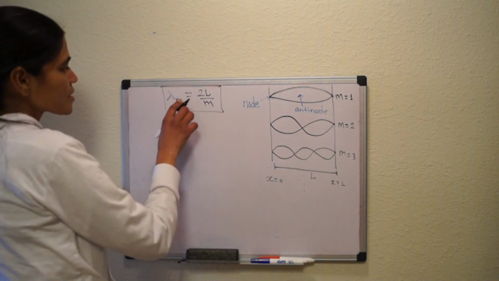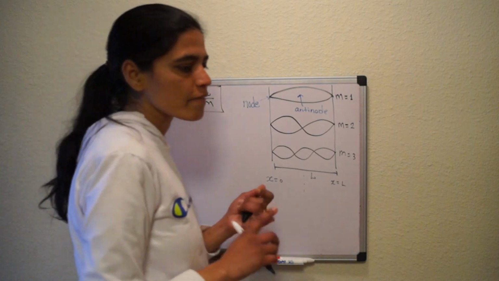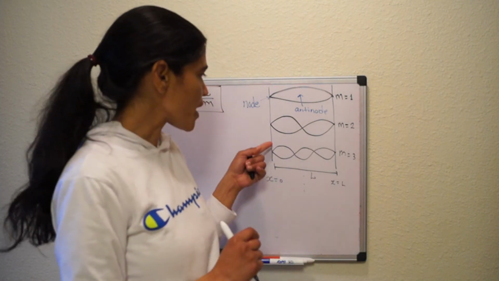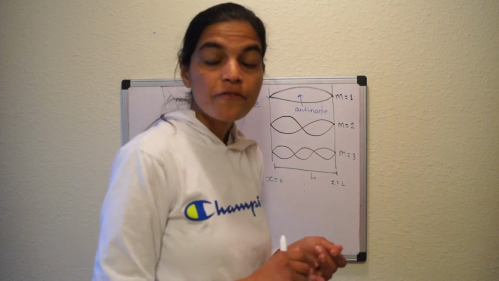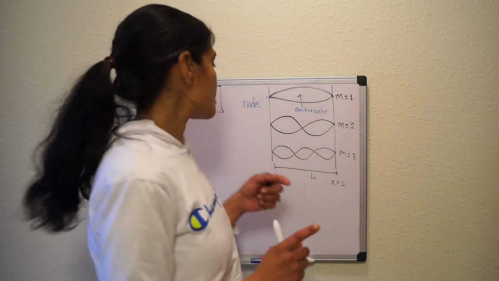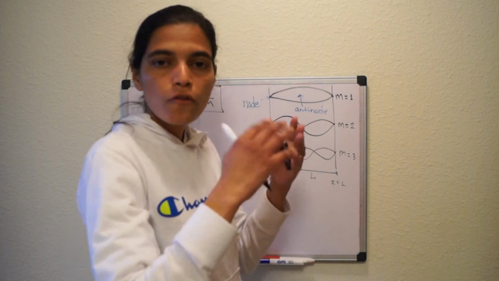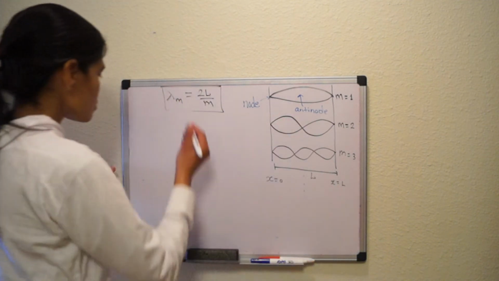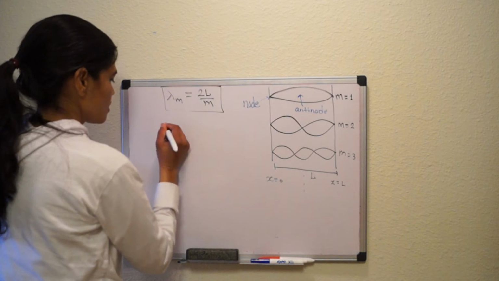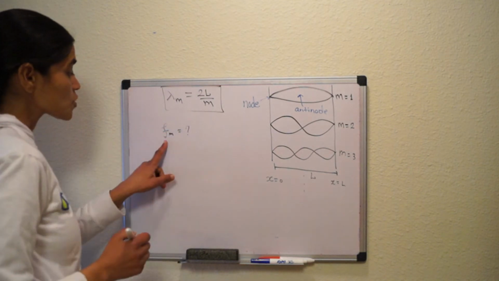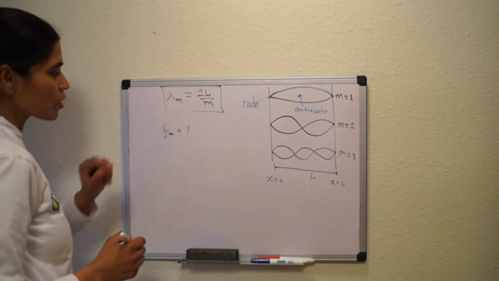Now, since not every wavelength can produce standing waves, there are only certain frequencies which are allowed to form a standing wave. So those frequencies are what? Fm equals what? Those allowed frequencies for a standing wave are what then?